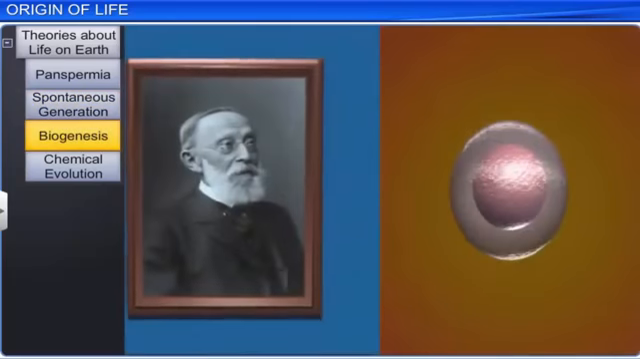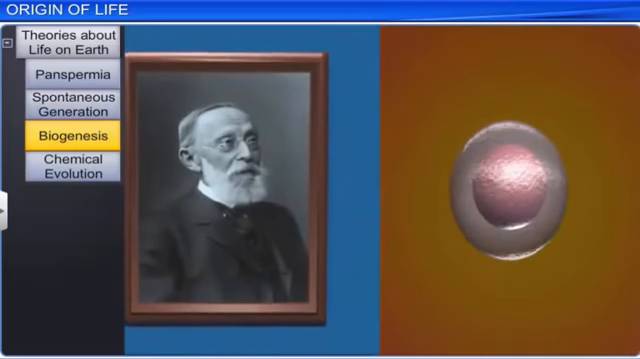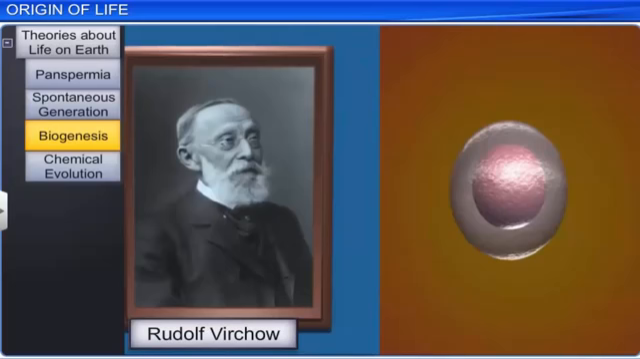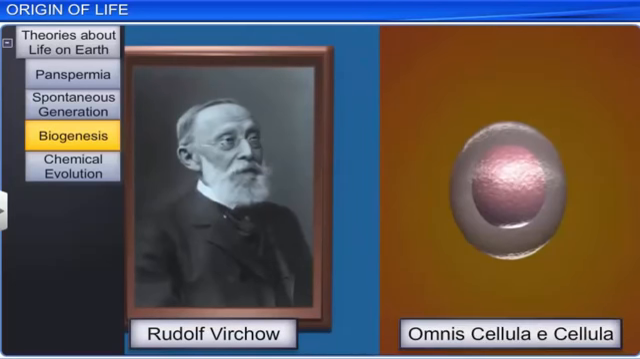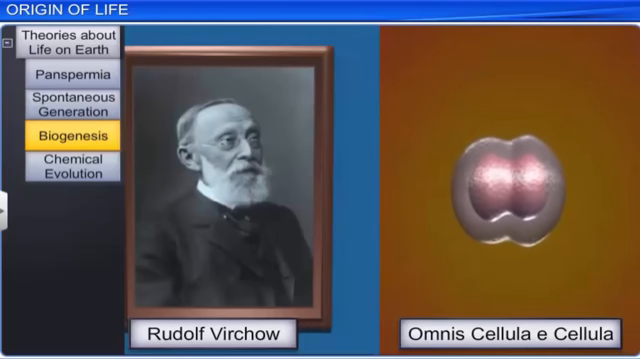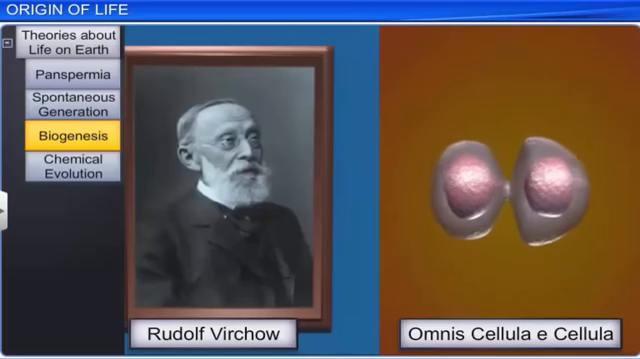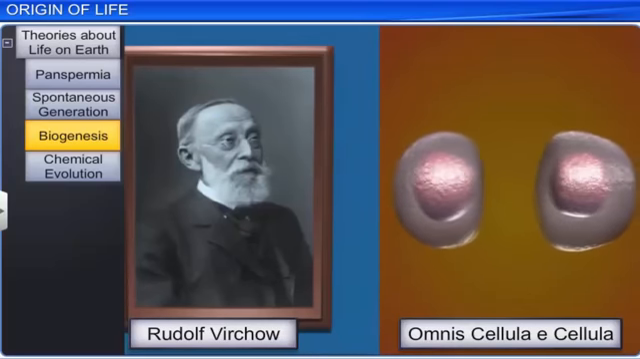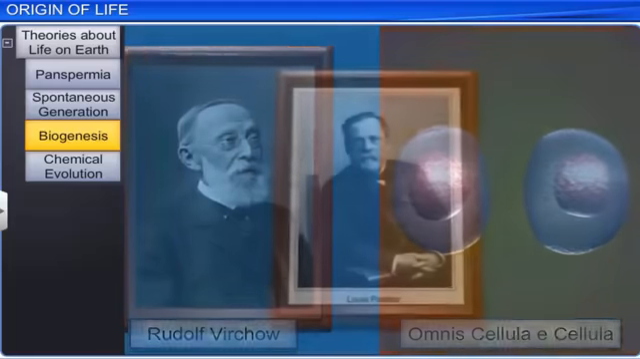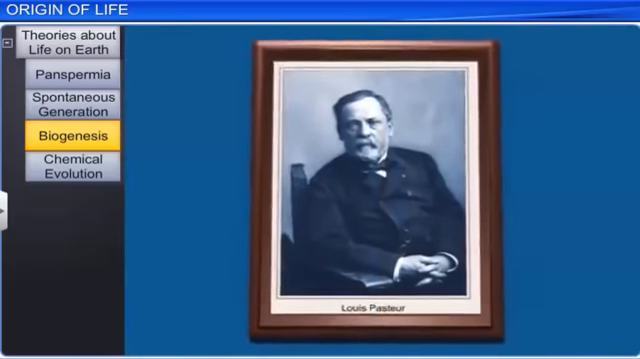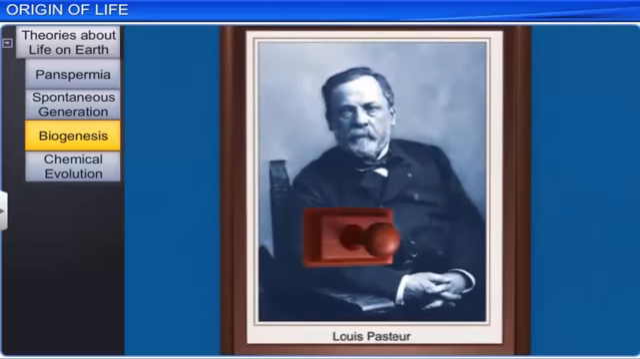The theory of spontaneous generation was in vogue until a German biologist, Rudolf Virchow, challenged it with his theory called omnis cellula e cellula, which expounded that living cells can arise from pre-existing cells. However, he could not prove this theory of biogenesis. Later on, Louis Pasteur, with his experiments, proved the theory of biogenesis and forever silenced the advocates of spontaneous generation.